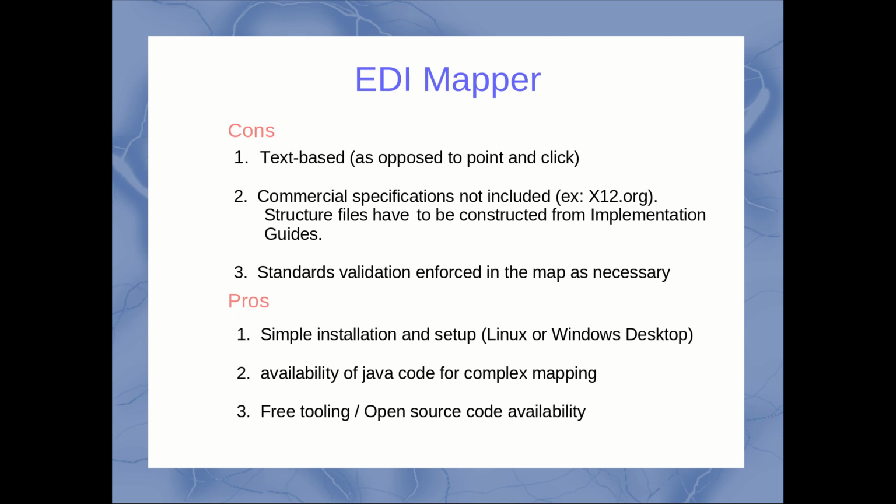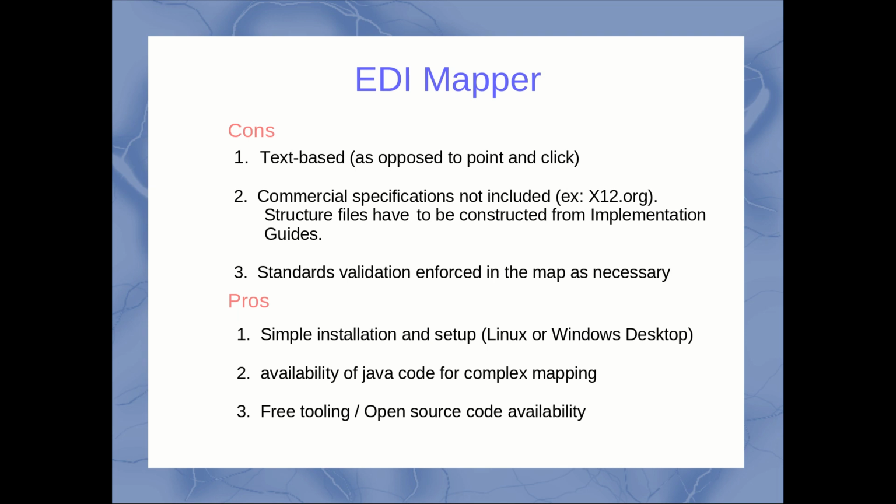Number three, validations. Validations is not automatic. You have to do validations inside the map itself. So if you expect a field or an element in some segment, you expect that to be there, then you need to put that expectation and that validation inside the map.